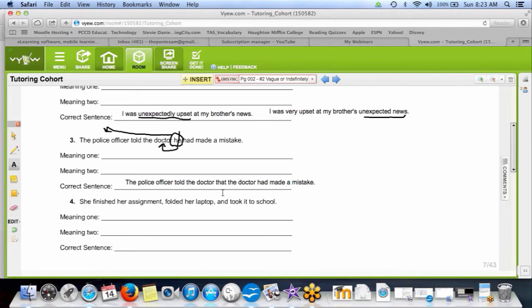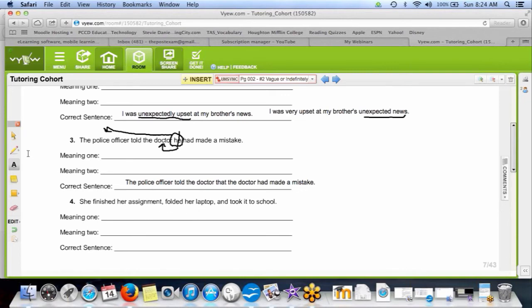So note that on the post exam, they're going to repeat the name of whoever's doing what to whom, okay? And don't worry that you see the police officer told the doctor that the doctor. That might sound odd to your ear, but that's going to sound right to you on the exam, okay?